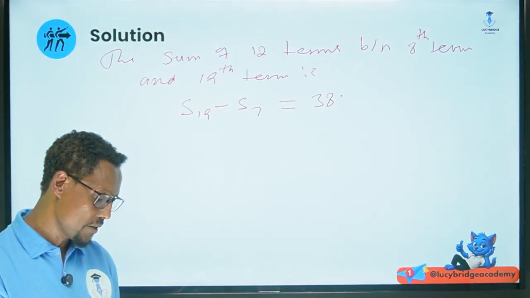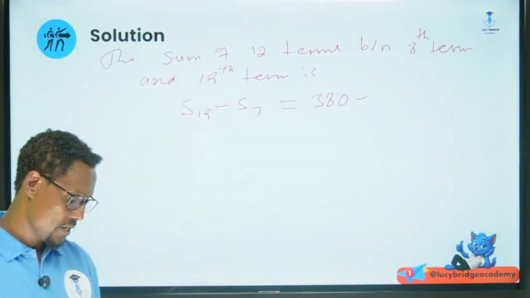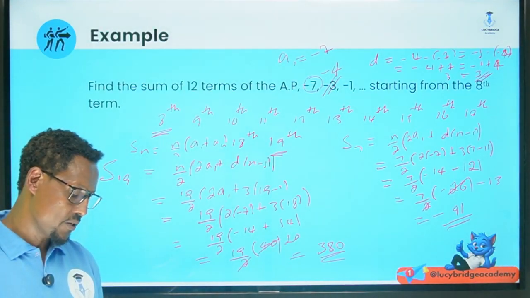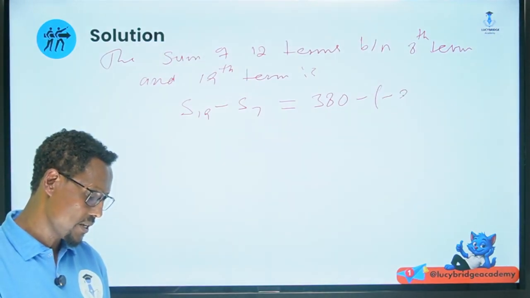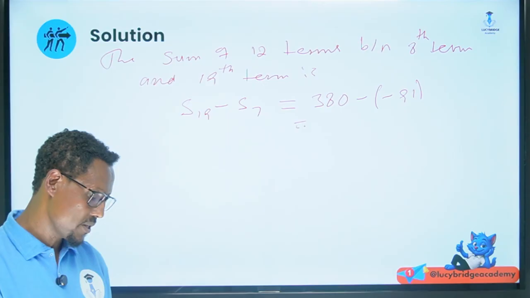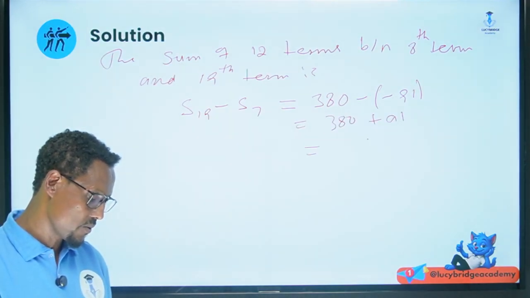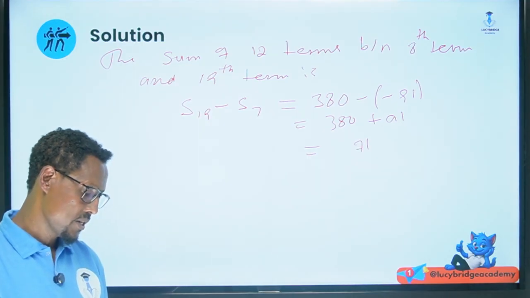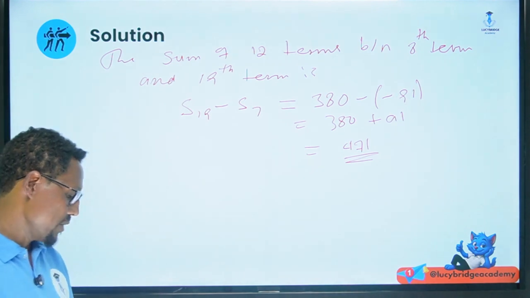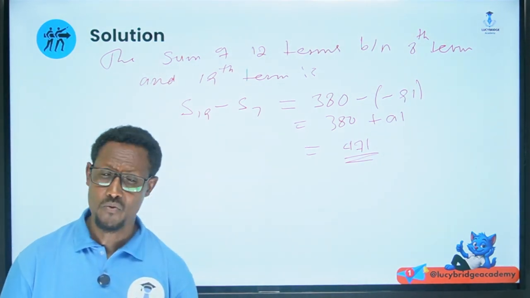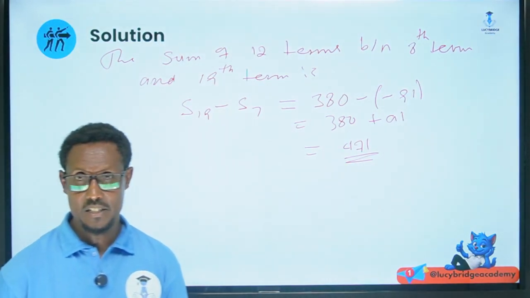380 minus -91, which means 380 plus 91, which is equal to 471. That is the sum of the 12 terms between the 8th term and the 19th term.